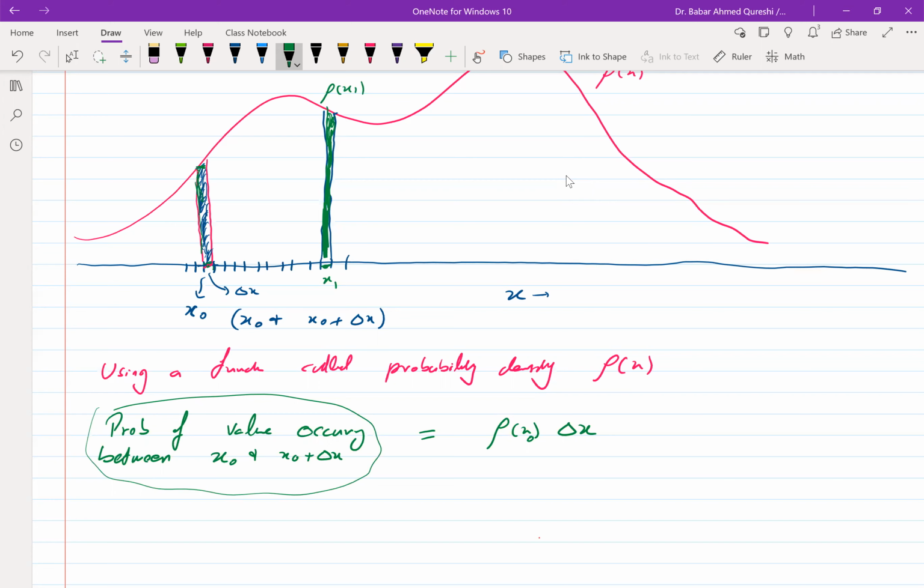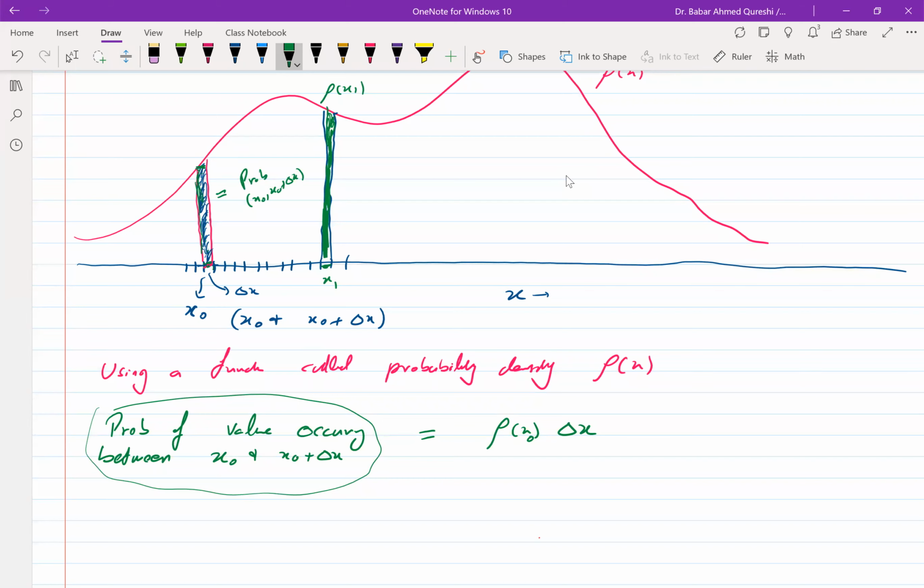Sir, the area under the curve would be 1 in a probability distribution. Yeah, I'm going to come to that. But the area of this strip is not 1. The area of this strip is exactly equal to the probability. Which probability? Of the variable being between x naught and x naught plus delta x.